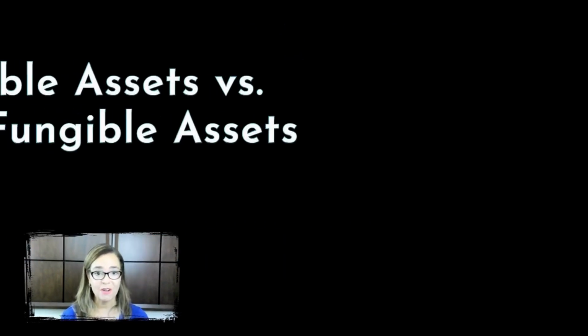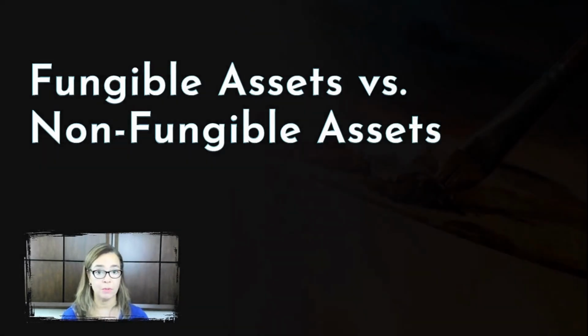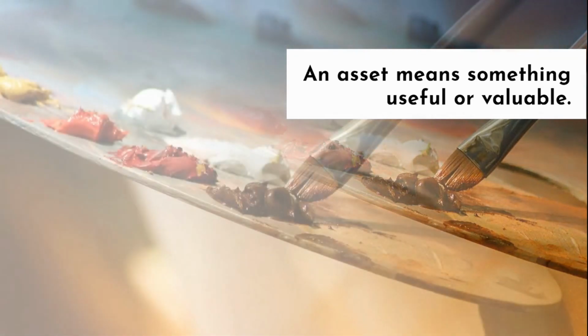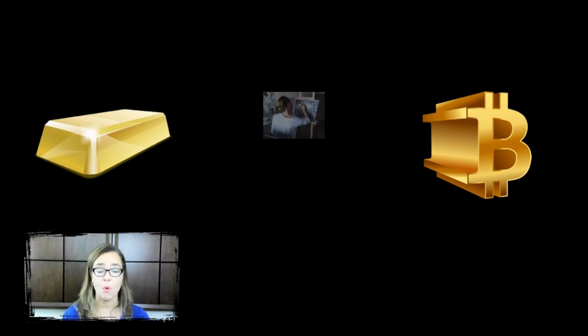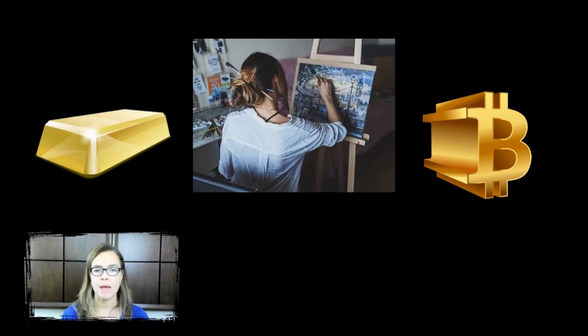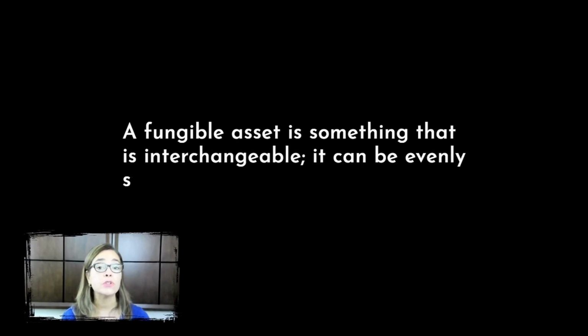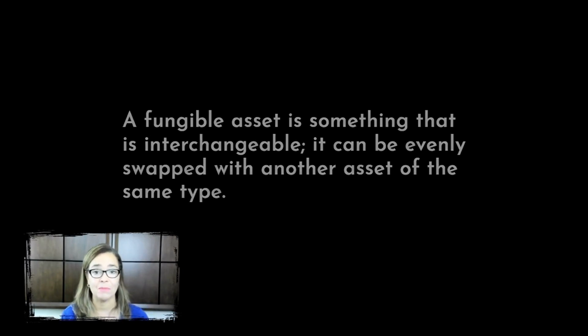Now let's first tackle the difference between fungible assets and non-fungible assets. An asset is just a fancy finance term that means something useful or valuable. It can be something physical like gold, it can be something digital like Bitcoin, and it can also be something abstract like your expertise or know-how. Now, a fungible asset is something that is interchangeable. It can be evenly swapped with another asset of the same type.